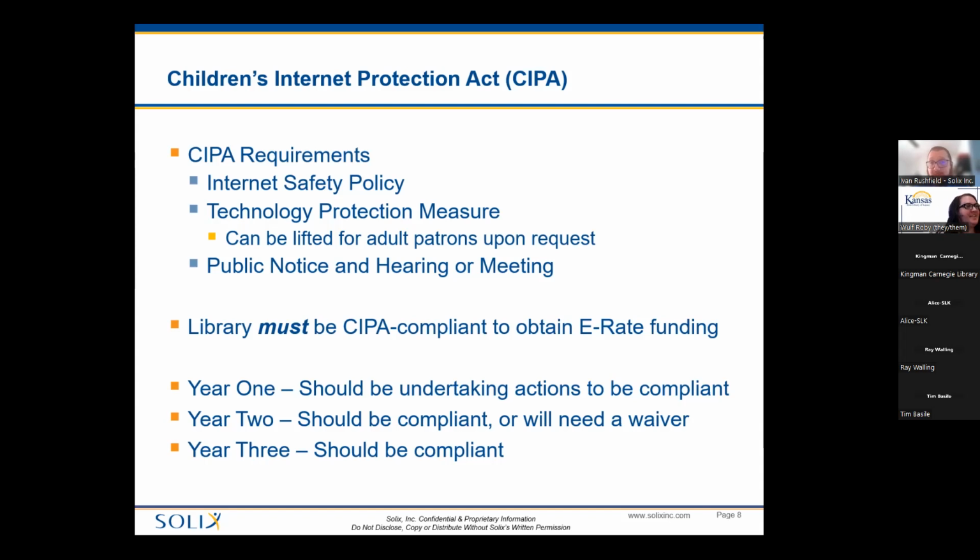So you need to have an internet safety policy. You need to have some kind of technology protection measure in place. And you need to have a public notice or hearing announcing that you do have this technology protection measure, such as content filtering, things like that. And you must be CIPA compliant to obtain E-rate funding.